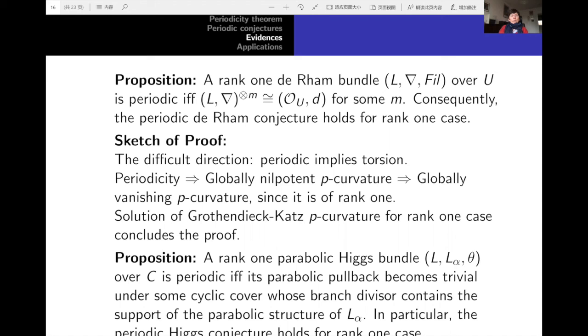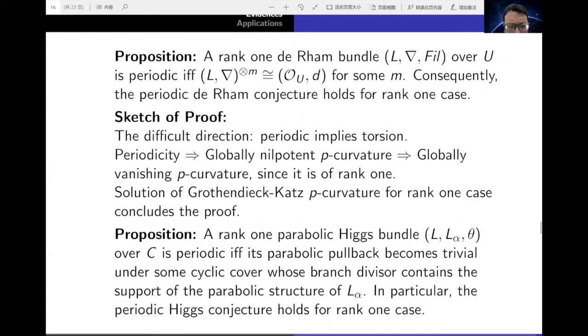You should start with the sketch of proof here. Okay, yes, here's the sketch of proof. I didn't say any words about this. The difficult direction is really the direction periodic implies torsion. The logic is like this. Periodicity implies global nilpotent p-curvature. Since it's rank one, it implies globally vanishing p-curvature. Then the solution of the Grothendieck-Katz p-curvature conjecture for rank one concludes the proof. Without the Grothendieck-Katz result, you won't get this conclusion.